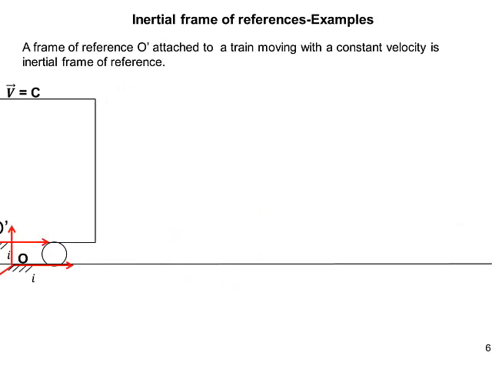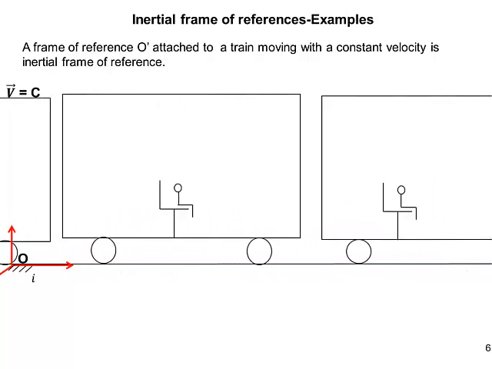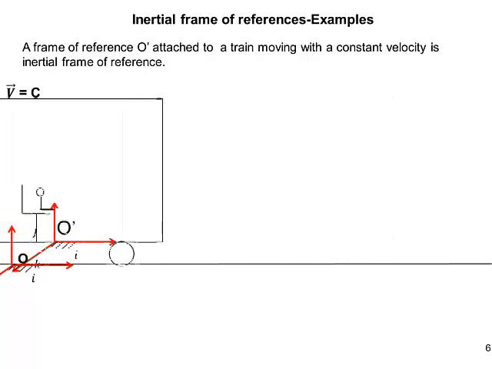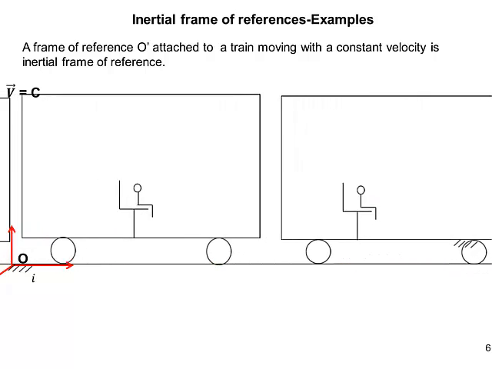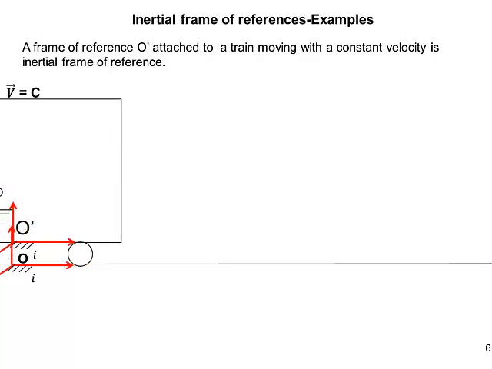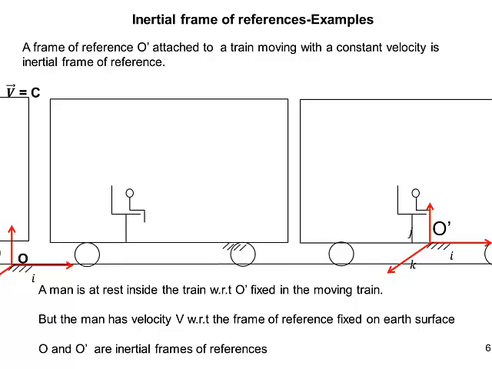Consider a person sitting on a train moving with a constant velocity. A frame of reference fixed to the train will also have the same constant velocity, and it is an example of an inertial frame of reference. Note that the person is at rest, having zero velocity inside the train with respect to O dash, which is fixed on the moving train. The man has a velocity v with respect to a frame of reference fixed on the surface of the earth, which is O.